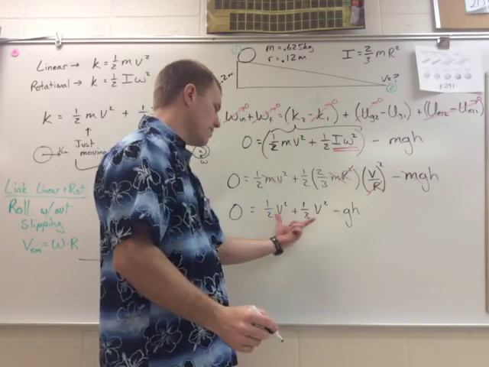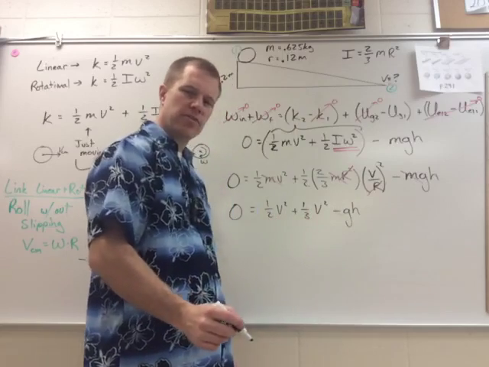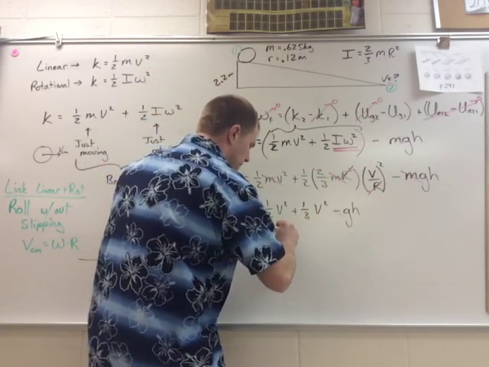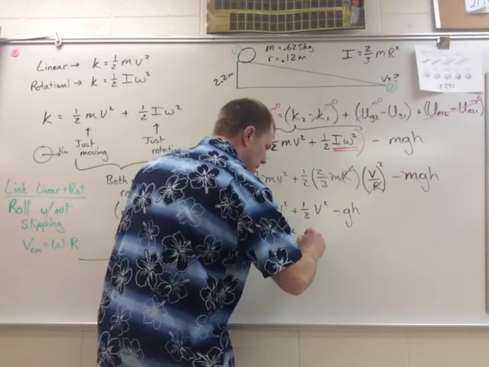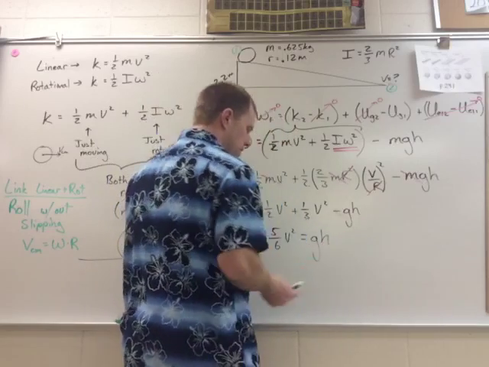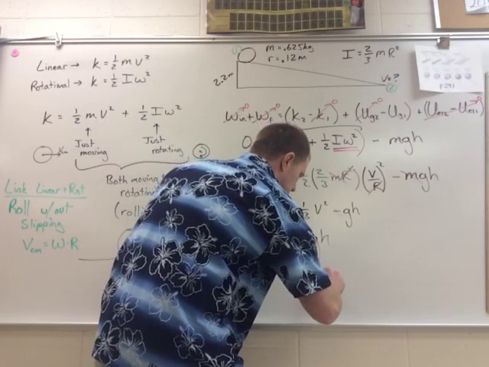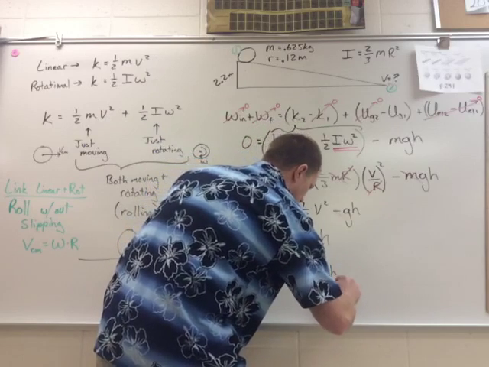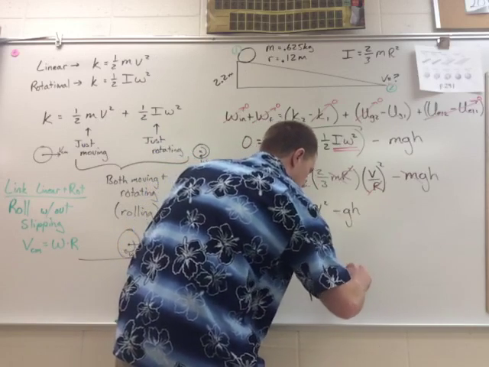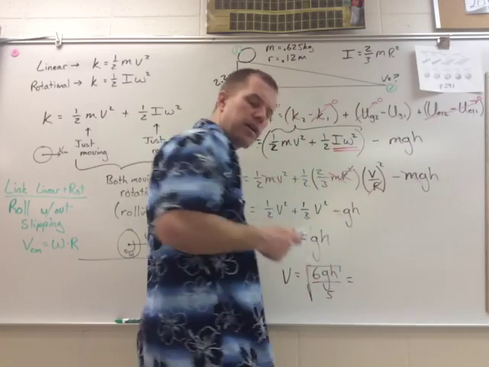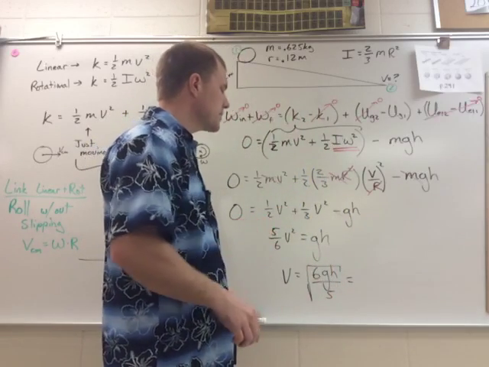And I'm going to try and solve for v. So a half plus a third is 5/6. So I have 5/6 v squared equals gh. And just continue on solving for v, and I get v is equal to the square root of 6 gh divided by 5. And you can plug that in and get an answer.